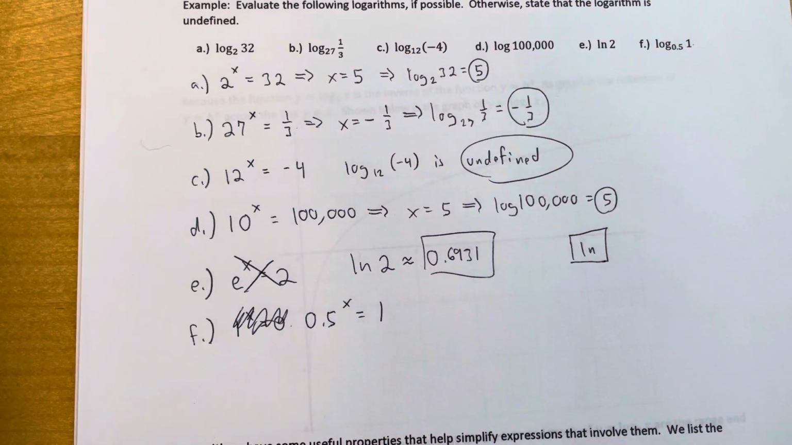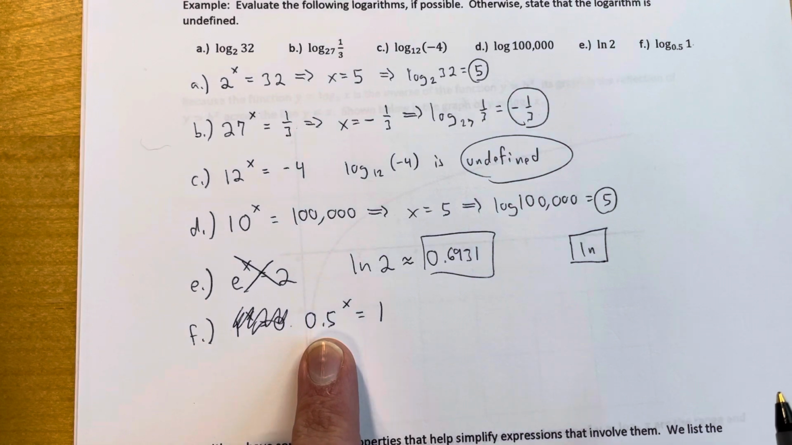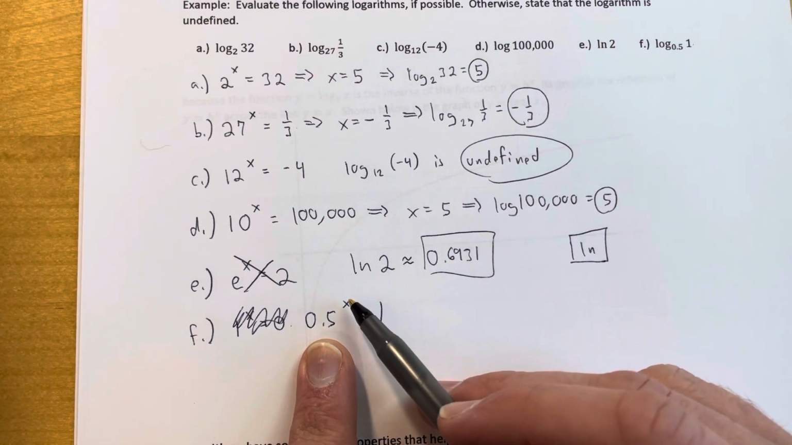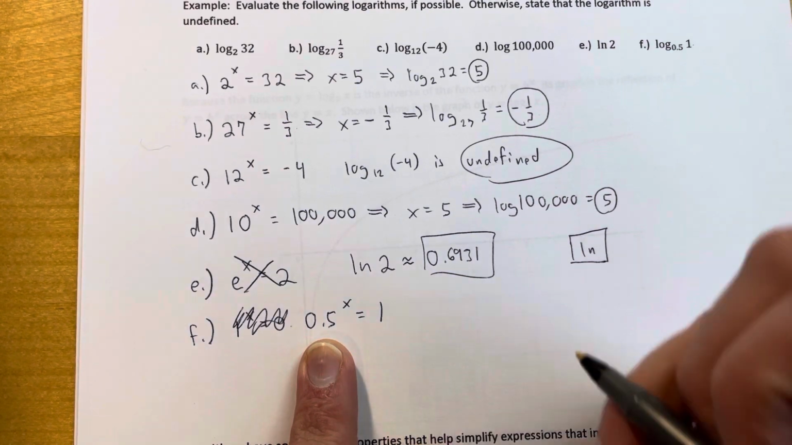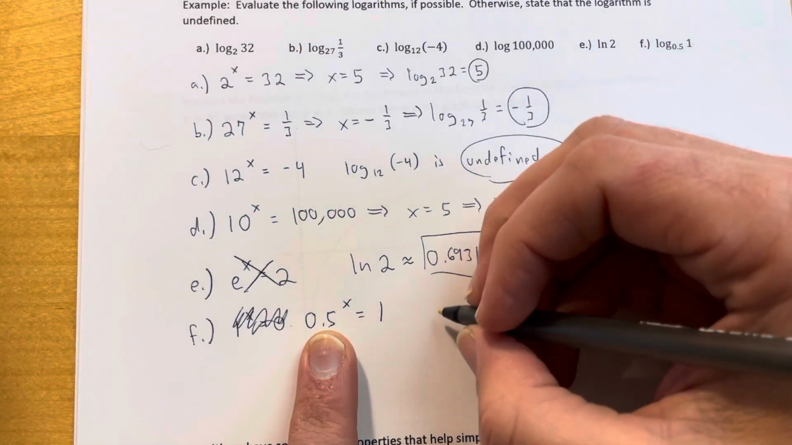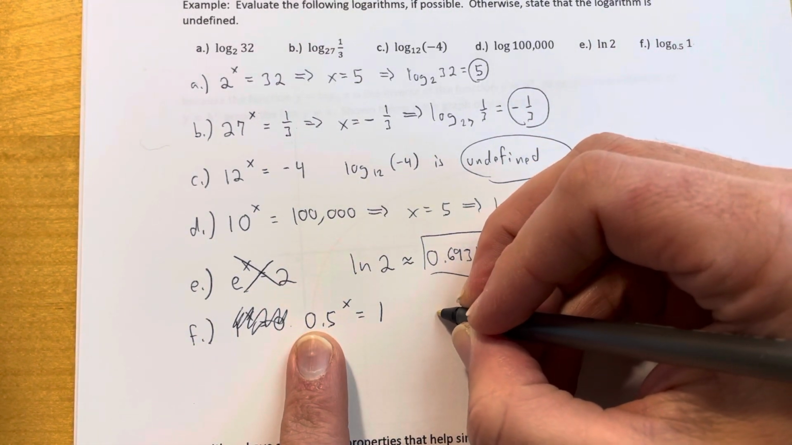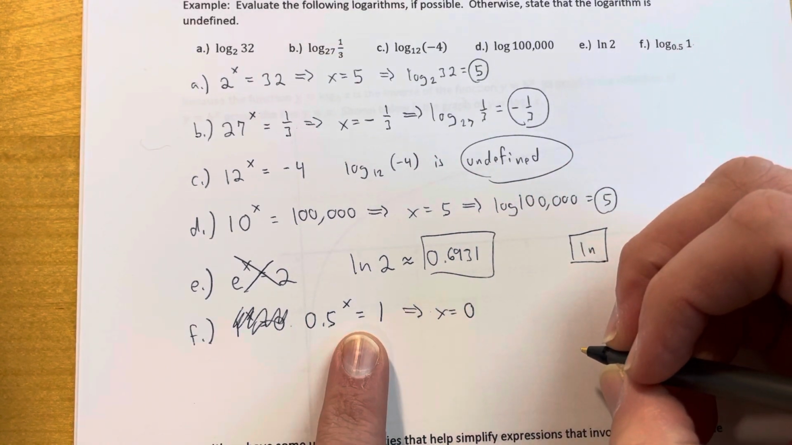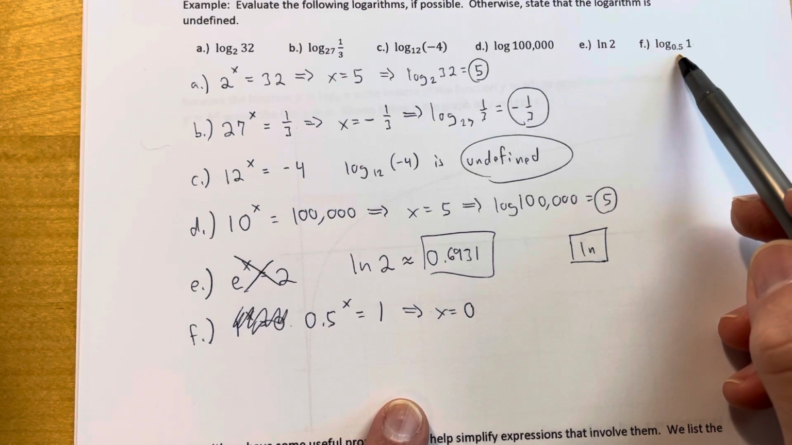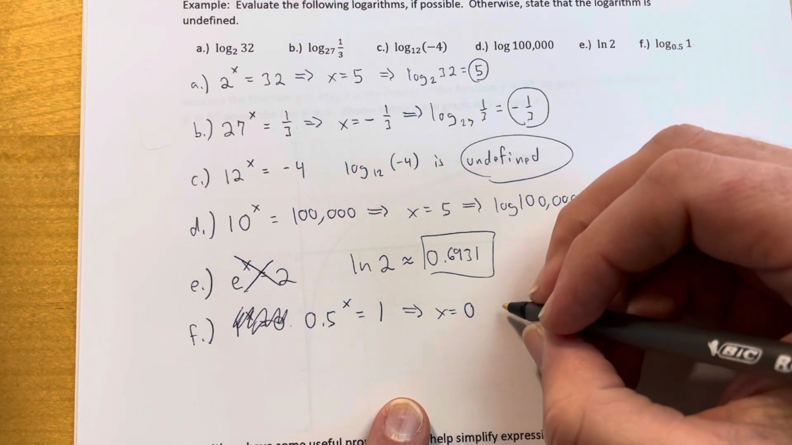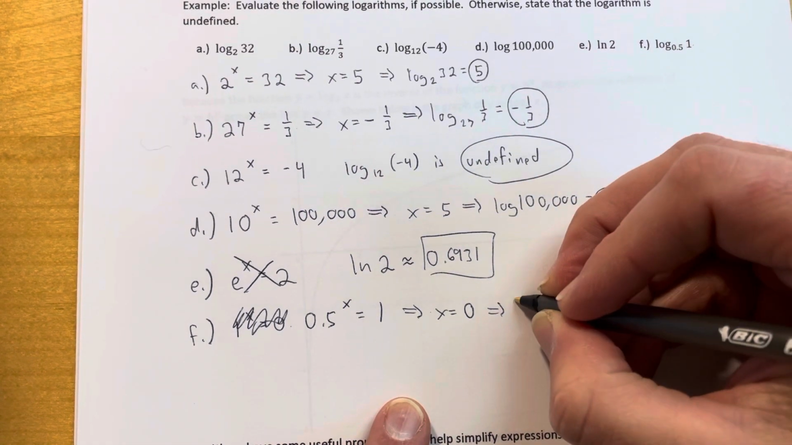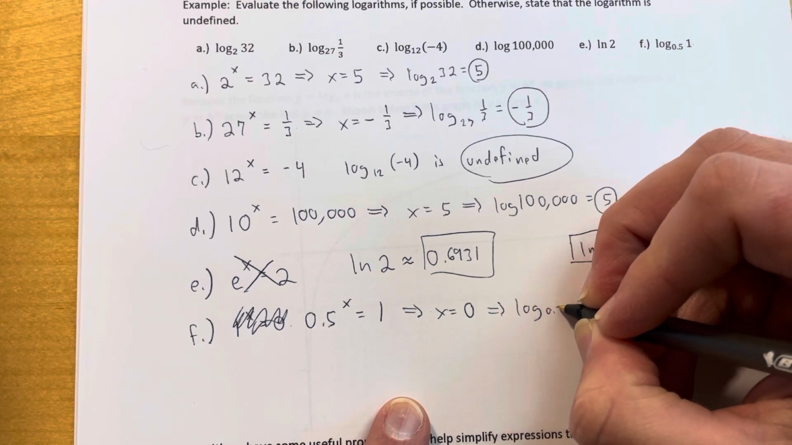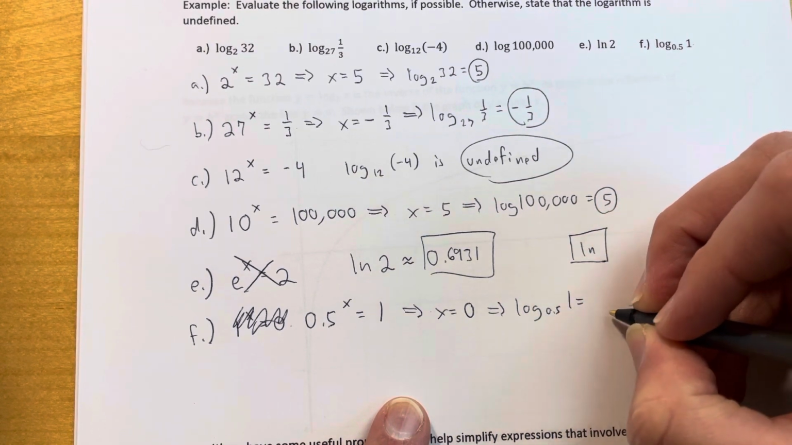Well, in this case, there's nothing special about the 0.5. We know that if you take any positive number and you raise it to the power of 0, you always get 1. So regardless of what this base is, as long as it's positive, x is automatically 0. And that's a really important thing to remember. So log of 1 in any base is always equal to 0. Nothing special about the 0.5 there.